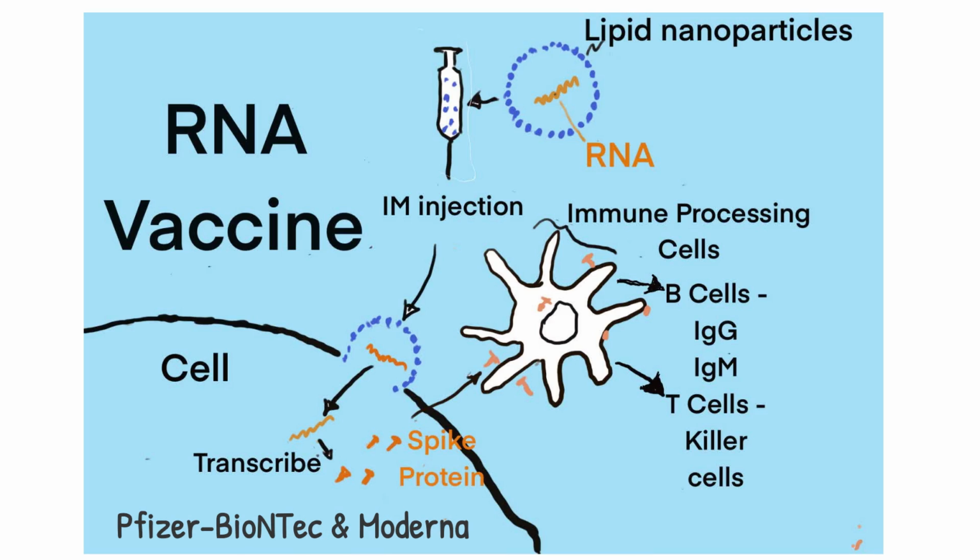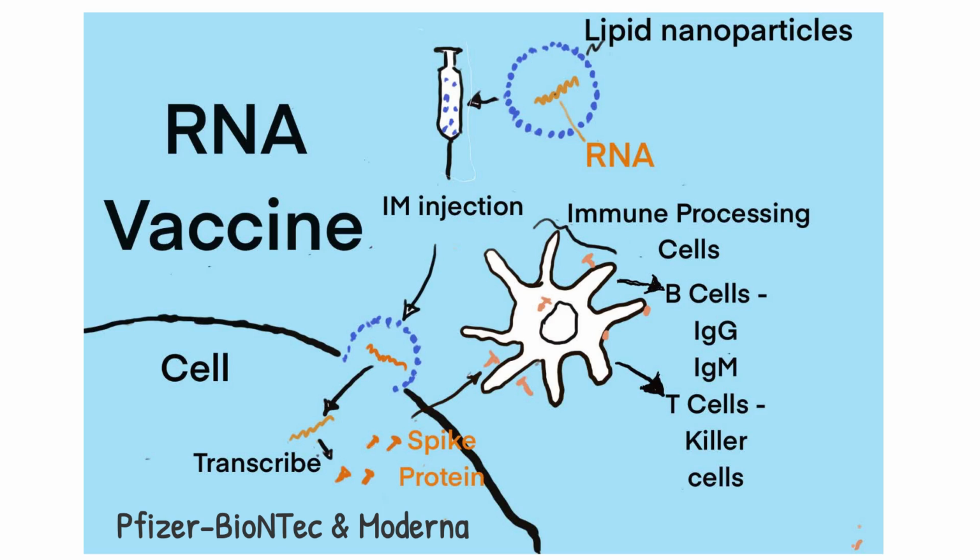Let's begin with the nucleic acid vaccines, because the first two vaccines released fall into this category. Both the Pfizer BioNTech and Moderna vaccines are messenger RNA vaccines. They consist of the full-length RNA message of the spike protein that is packaged in a protective lipid nanoparticle.